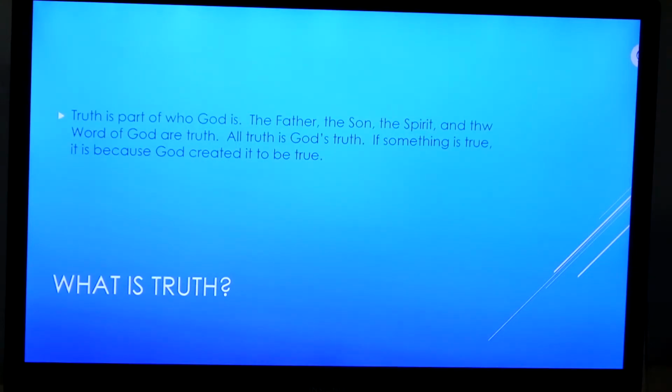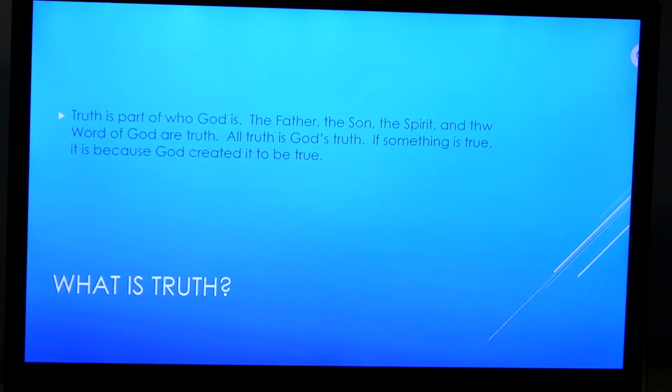So, obvious question is, what is truth? We want truth in our debates. So we're gonna base the truth on what it really should be based upon. So truth is part of who God is, the Father, the Son, and the Spirit, and the Word of God are truth. All truth is God's truth. If something is true, it's because God created it to be true. So that's like a lofty definition of truth.